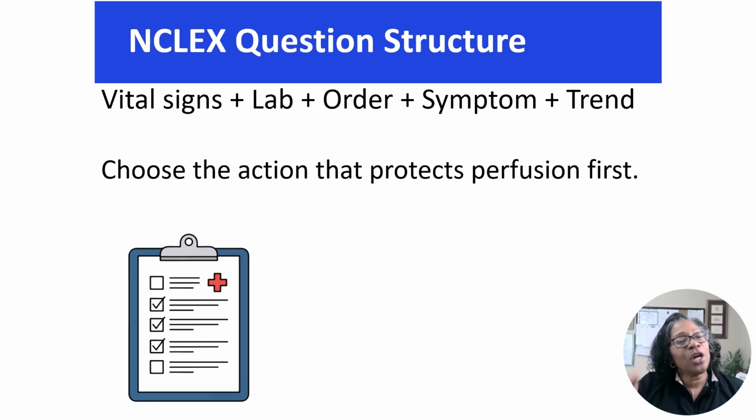There's an order by the provider, a symptom of some type. And then we always talk about trends. You're looking at trends. And when you're looking at the answer choices, they're going to be administer medications, call for a rapid response, continue monitoring, provide teaching. Because the correct answer will be the action that protects perfusion.